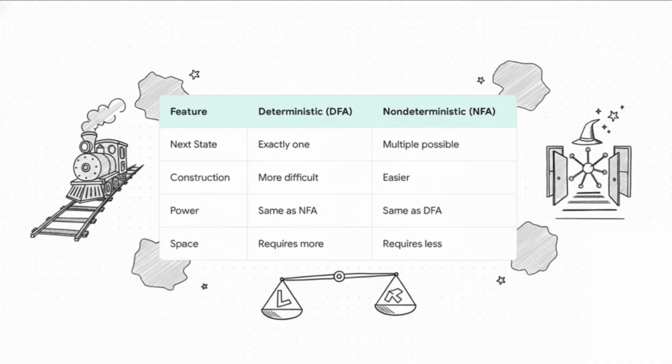Now, there are two main flavors of these machines. The first kind, DFAs, are really strict. From any room, if it reads a letter, there is only one possible next room it can go to. It's like a train on a single track. The other kind, NFAs, are a bit more magical. They can explore multiple paths at the exact same time. But here's the really weird and amazing part. Even though NFAs seem way more powerful, they can't actually do anything a DFA can't. They have the exact same power in the end. It's a super important idea in computer science.